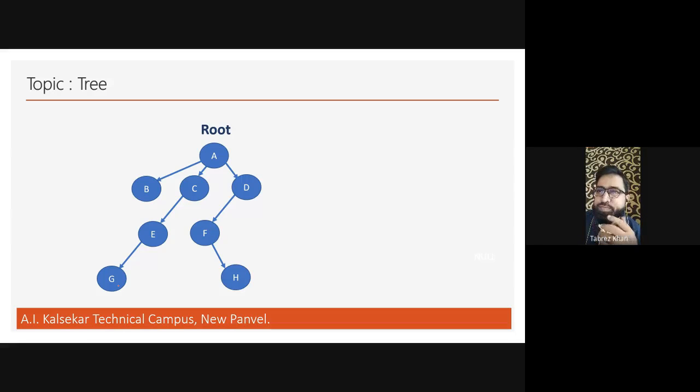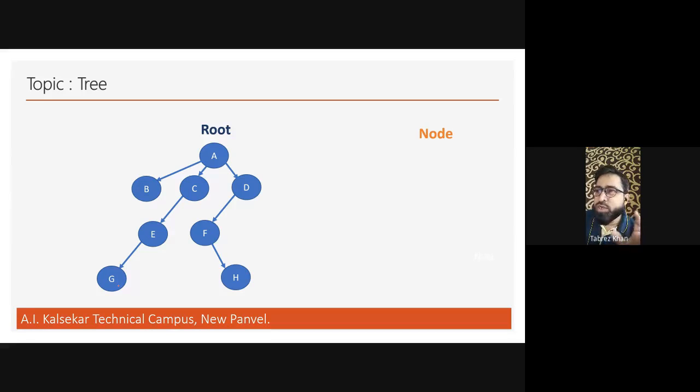Then let us see what we mean by a node basically. As I already said, in a tree, or generally in your non-linear data structures, the node is represented in a circular shape.